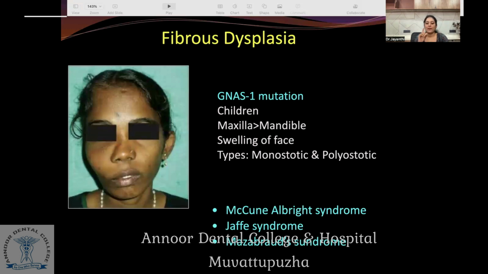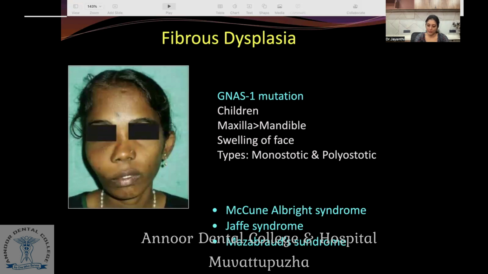However, if the patient is having only polyostotic fibrous dysplasia and café-au-lait spots, no endocrine abnormalities, then you call it Jaffe syndrome. If there is polyostotic fibrous dysplasia with myxomas, then you call that syndrome Mazabraud syndrome. So please remember, the syndromic association is only seen in polyostotic fibrous dysplasia where multiple bones are affected, not in monostotic types.